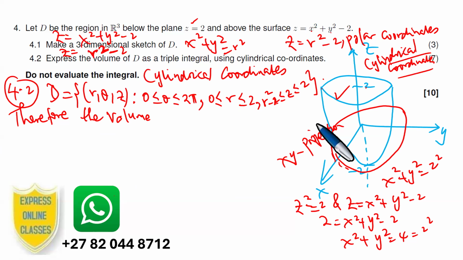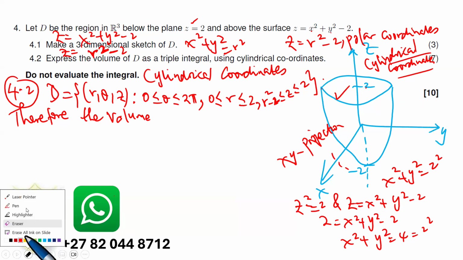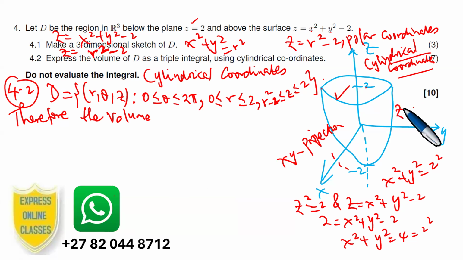But now let us analyze these together. So it is the paraboloid. The paraboloid is the equation z equals r squared minus 2. It means that z is r squared minus 2. Now you need to express the volume of D as a triple integral. The equation of this is x squared plus y squared minus 2, but x squared plus y squared is r squared because this is the equation of a circle, so that z is r squared minus 2.